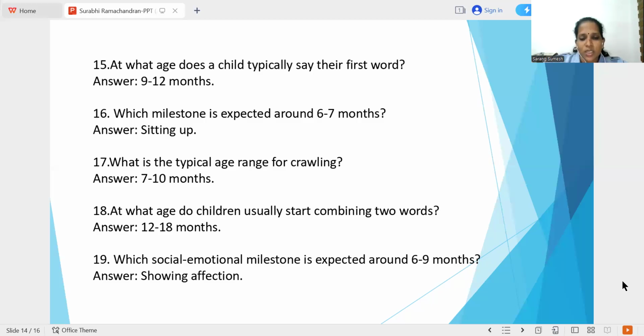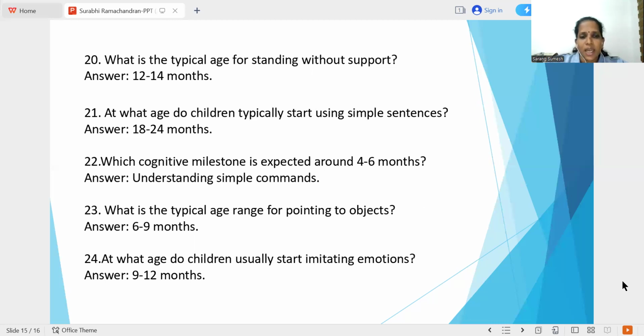Which social emotional milestone is expected around 6 to 9 months? Showing affection; they will show affection to the caregivers. Next question, what is the typical age for standing without support? 12 to 14 months; maximum we can wait to 14 months. Around 12 months, end of infancy, they will stand without support. At what age do children typically start using simple sentences? 18 to 24 months, the end of the toddler period, they will speak simple sentences.